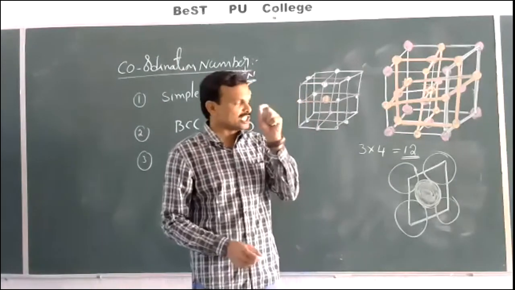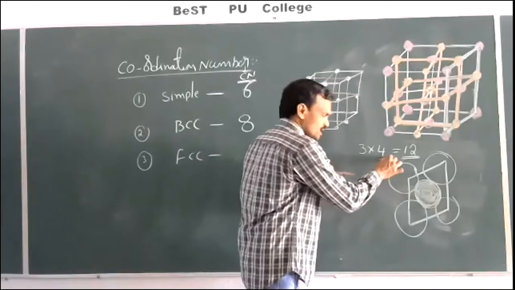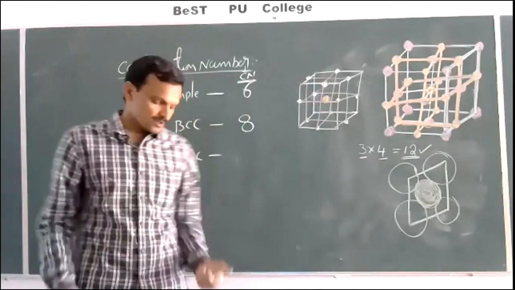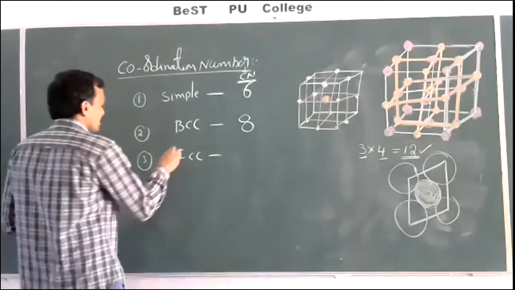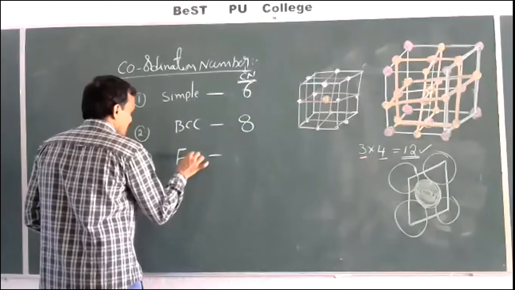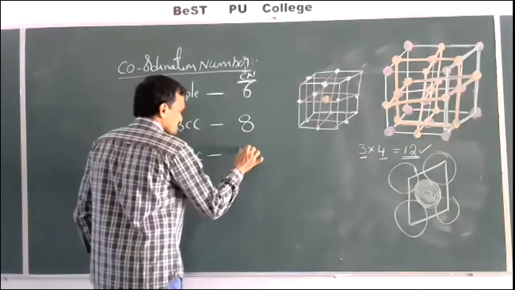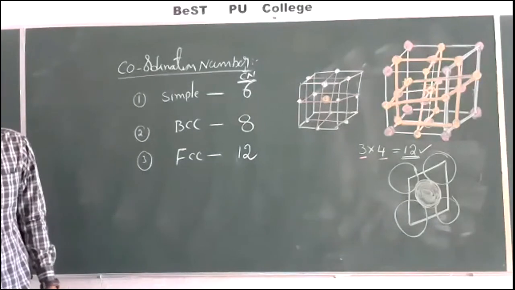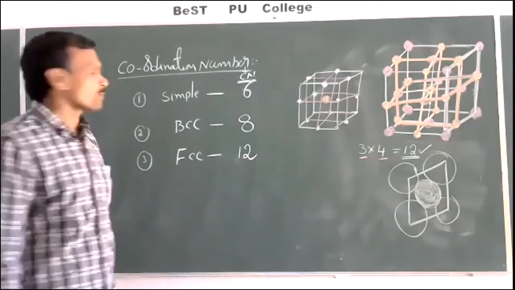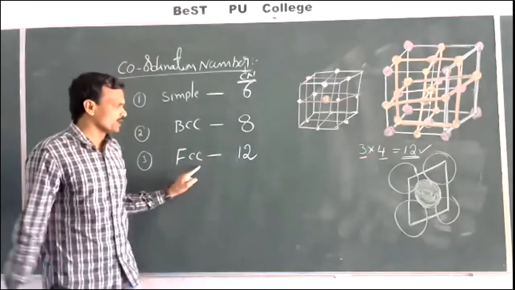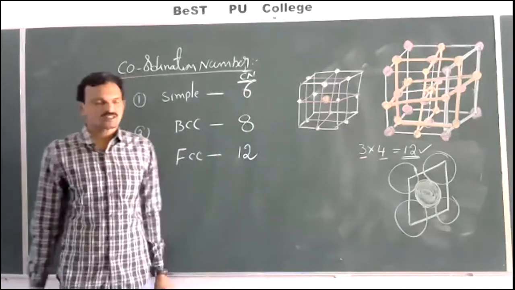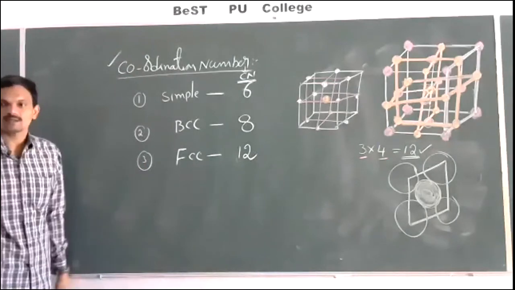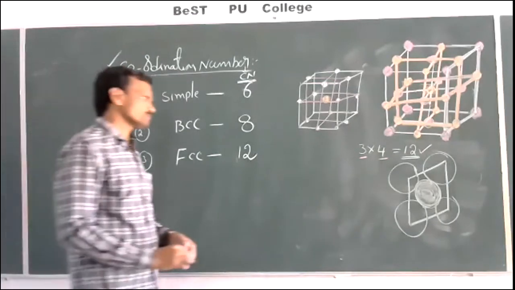So in each plane it is in contact with the 4 particles. Then in 3 planes it is in contact with 12 particles. So the particle present at the face center, or any particle in the FCC lattice, is surrounded by 12 nearest neighboring particles. So the coordination number of a particle in the face centered cubic lattice is 12. So this is regarding coordination number. See once again.